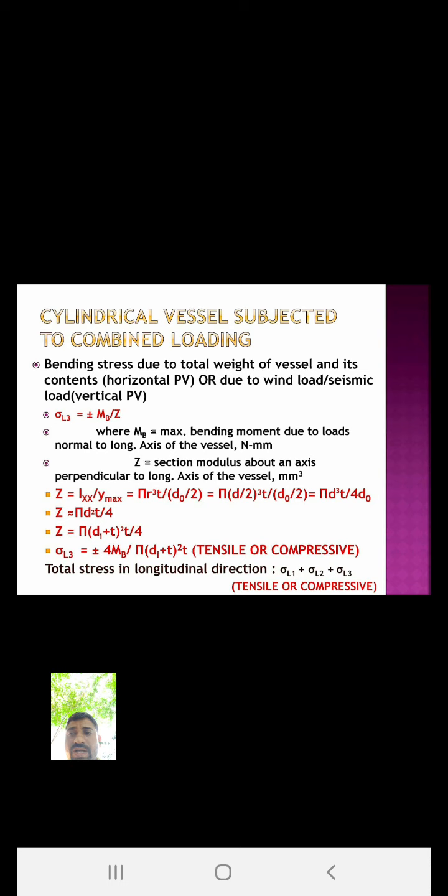This value is given in mm. Then for the total stress in the longitudinal direction, we have to calculate sigma L1, sigma L2 and sigma L3. Then you will get the total stress in the longitudinal direction, the summation of sigma L1 plus sigma L2 plus sigma L3. This may be tensile or compressive.